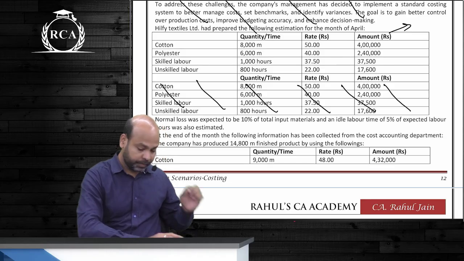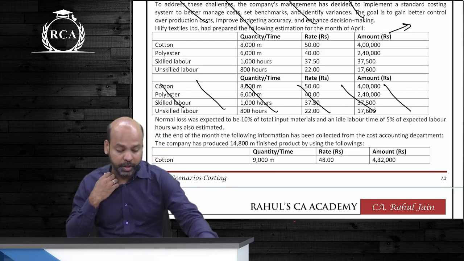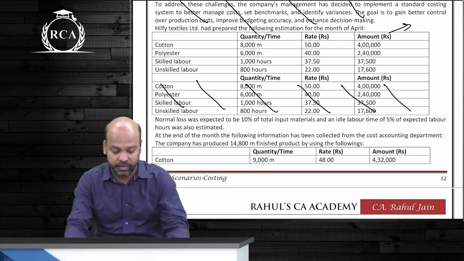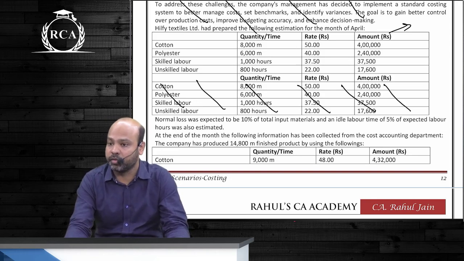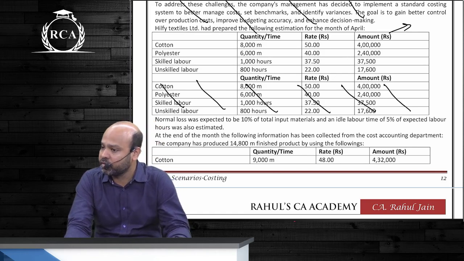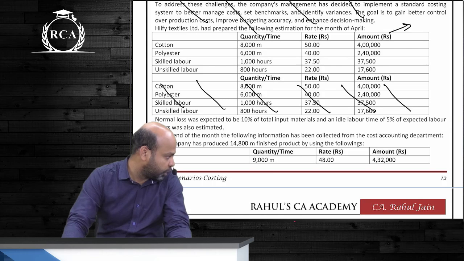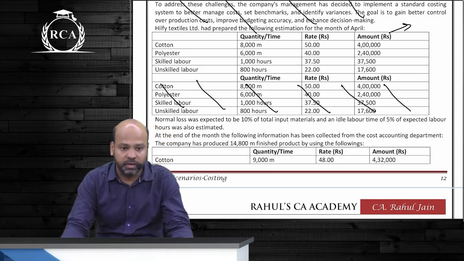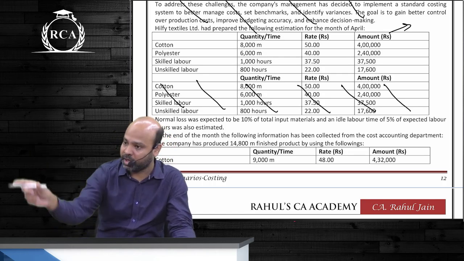Alright, guys. So the total raw material input as per these details, beta, is 14,000 meters. On that you will have a loss of 10%. So that will be 1,400 meters loss. That is why your output is going to be 12,600 meters. That is not the actual output. That is output as per the requirement given here.